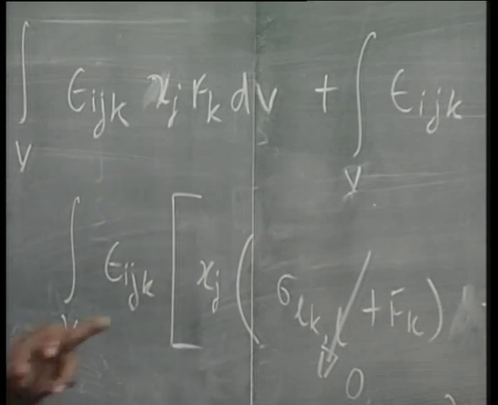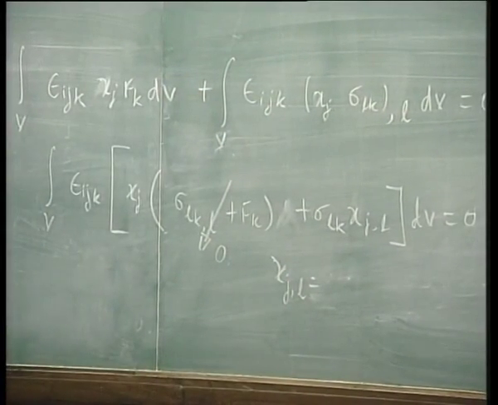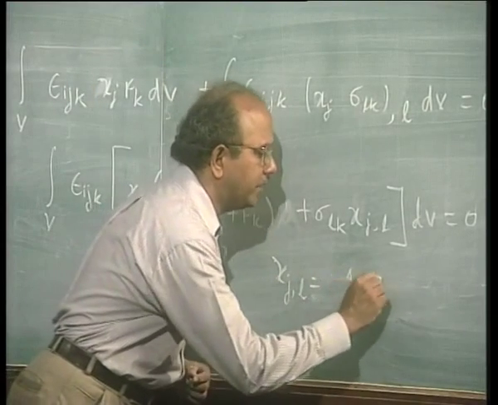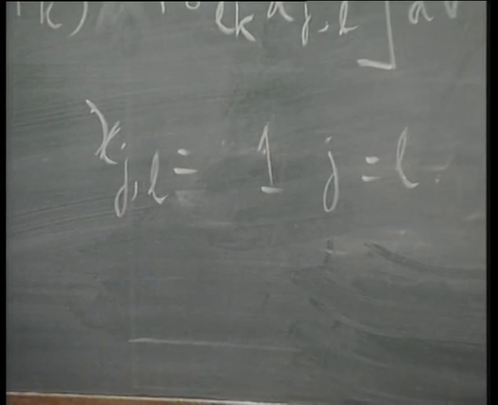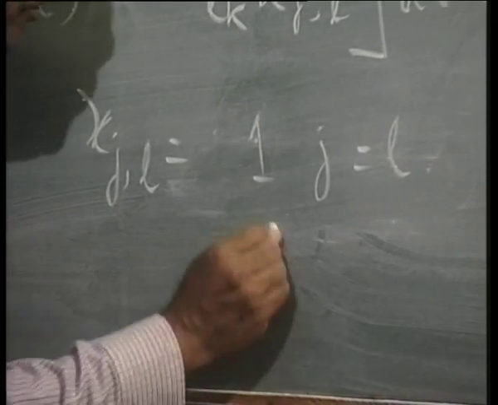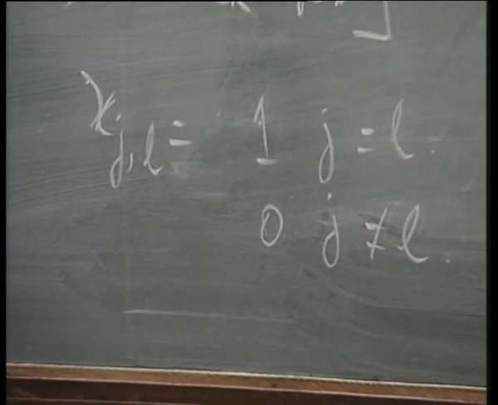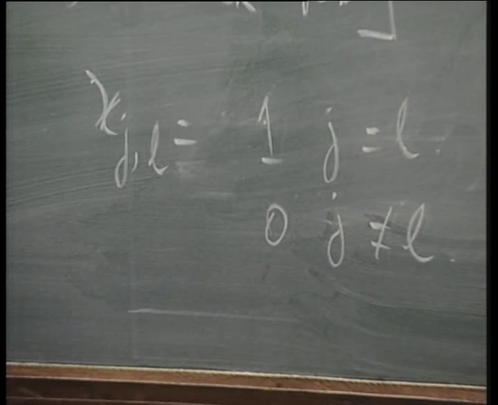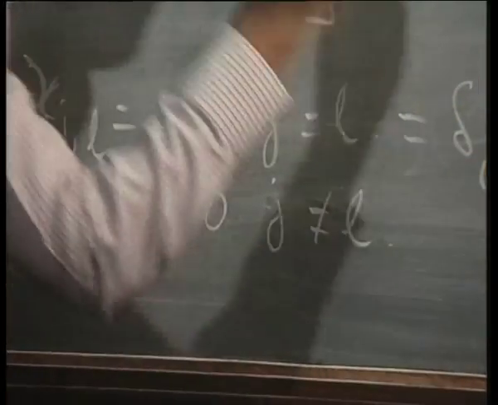Okay, so this term is now equal to, how do I write this? x_j comma l is equal to 1 when j is equal to l, and equal to 0 when j is not equal to l, right? Is that clear? Fine. So this is equal to delta_jl.